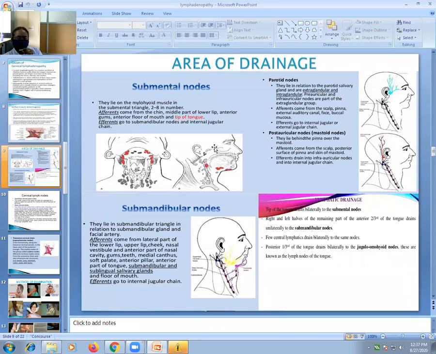So lymph nodes in the cervical area and their area of drainage are very important to understand. You should have knowledge about the area of drainage of each group of lymph node. Then only can you find out the cause for enlarged lymph node. So, the important groups of lymph nodes in the cervical area. First, submental, which lie below the chin.